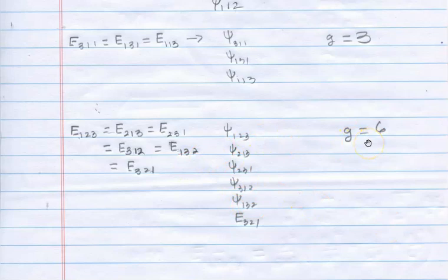And as you go up to even higher energy levels, and this is pretty typical, the degeneracy of the states increases as well, because there's lots of different combinations that can give the same energy.